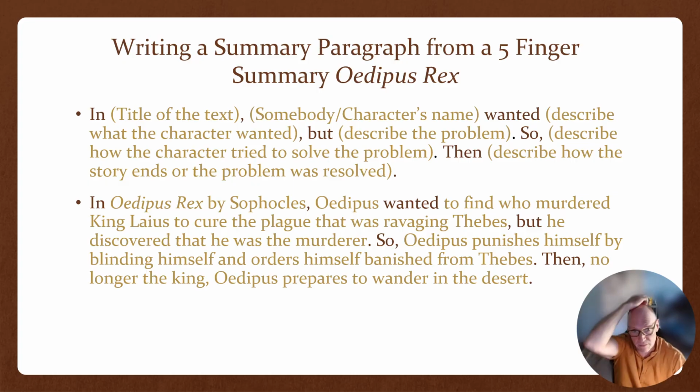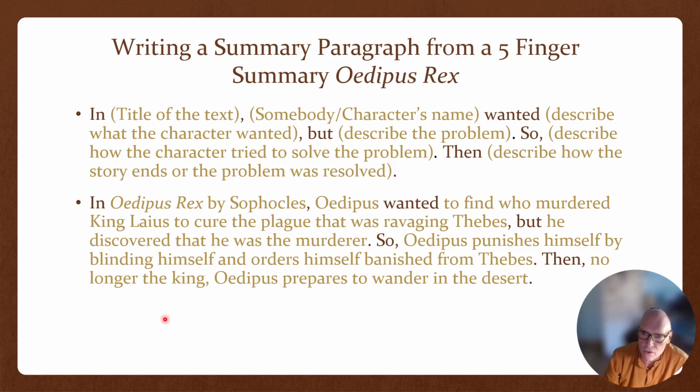So filling in the template here, in Oedipus Rex by Sophocles, we get the title and the author in the intro there. Oedipus, who's the somebody, wanted to find who murdered King Laius to cure the plague that was ravaging Thebes. We have the wanted element, but he discovered that he was the murderer. So Oedipus punishes himself by blinding himself and orders himself banished from Thebes.